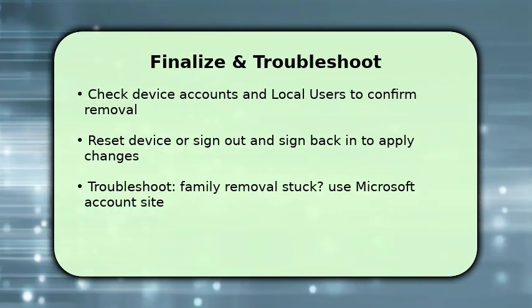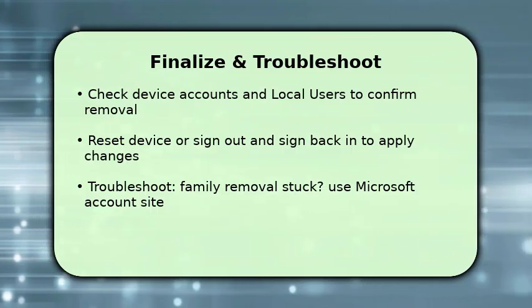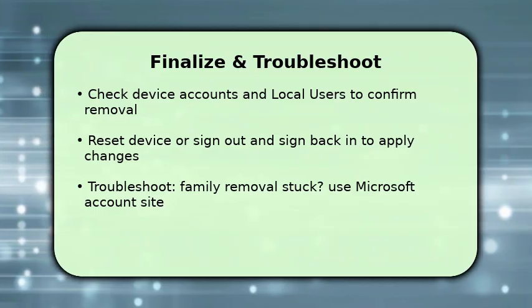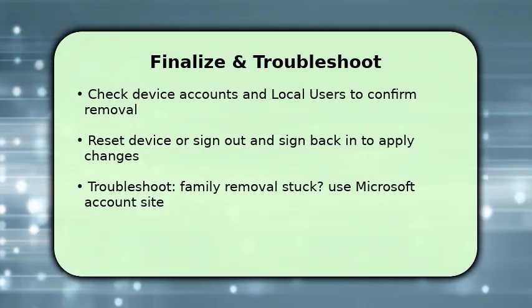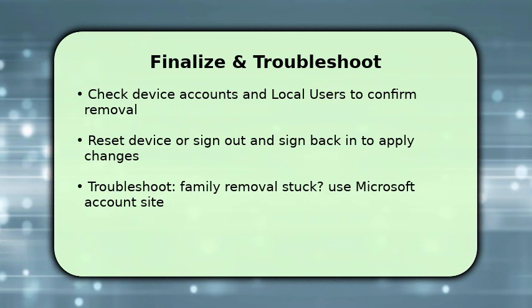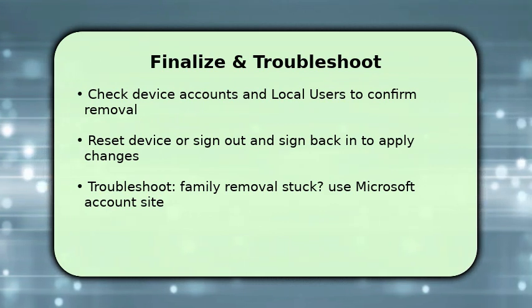If a family member still shows up, go to Account, Microsoft.com/family, remove them there, and revoke device permissions. Sometimes the web portal clears linked devices better. A final tip: clear cached credentials and reboot if restrictions persist.